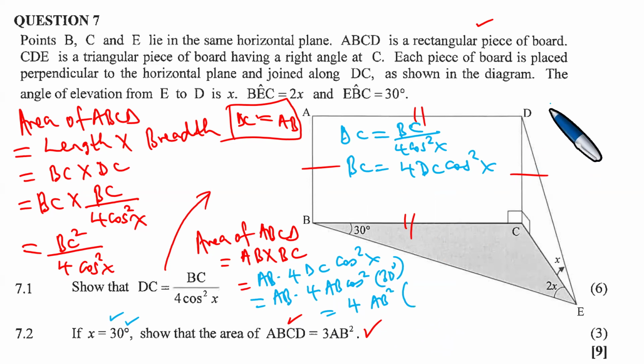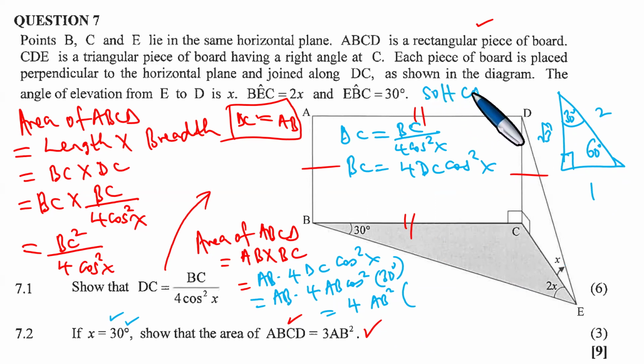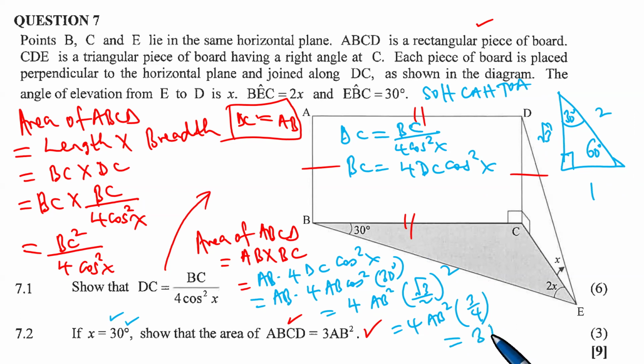What is cosine 30 degrees? Now you remember the special triangles. This one is 30 degrees, square root of 3, 2, 1, 90 degrees, 60 degrees. So the cosine of 30 degrees becomes exactly the adjacent over the hypotenuse: square root of 3 over 2, all squared. 4 AB squared. If you square this, it becomes 3 out of 4. 4 cancels. 3AB squared.